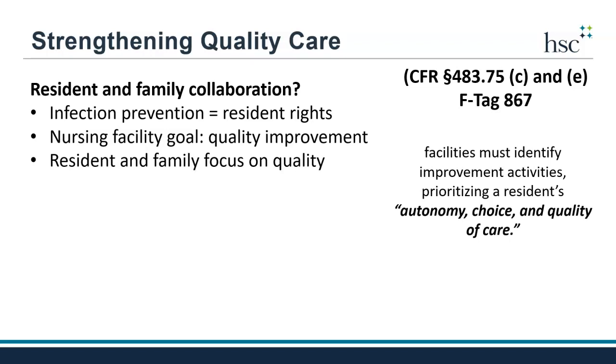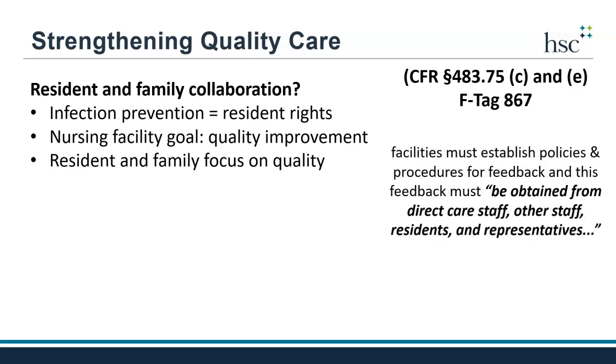In addition, CMS states that each facility must establish and implement written policies and procedures for feedback. Feedback must be obtained from direct care staff, other staff, residents, and resident representatives. Lastly, a facility must also track medical errors and adverse resident events. Adverse events are classified into 3 categories of commonly preventable events: medication, care, and infection. Infection-related events include respiratory infections, skin infections, and infectious diarrhea.